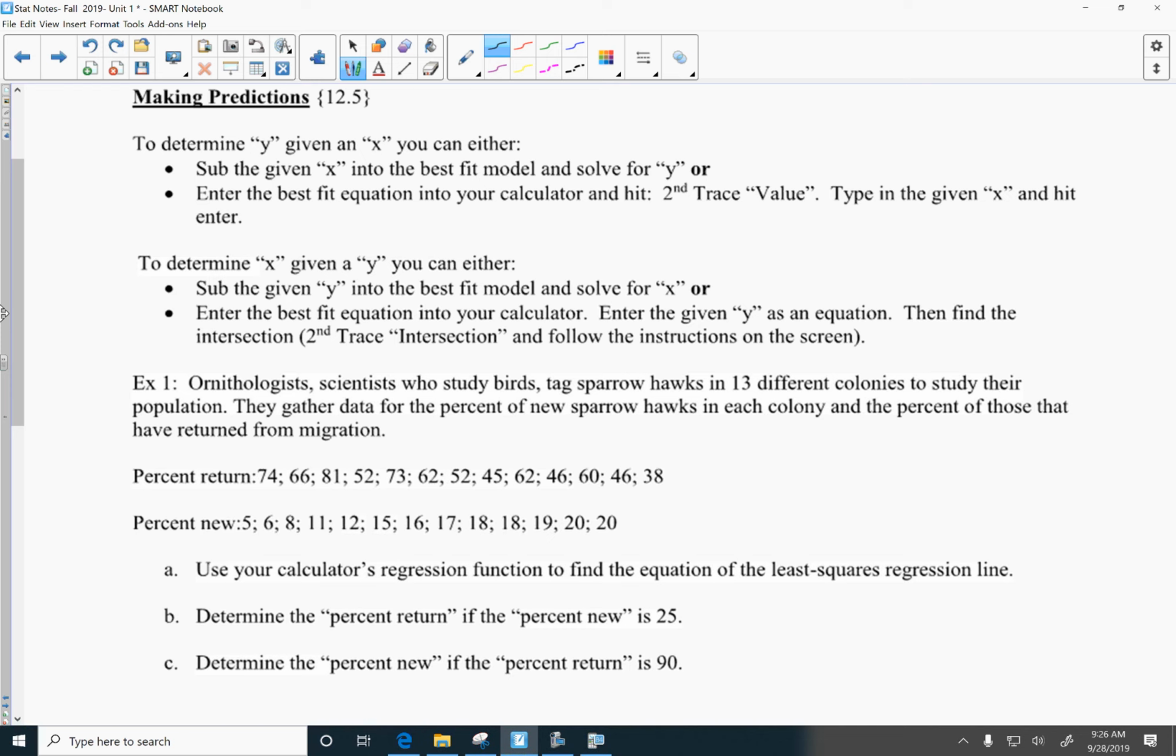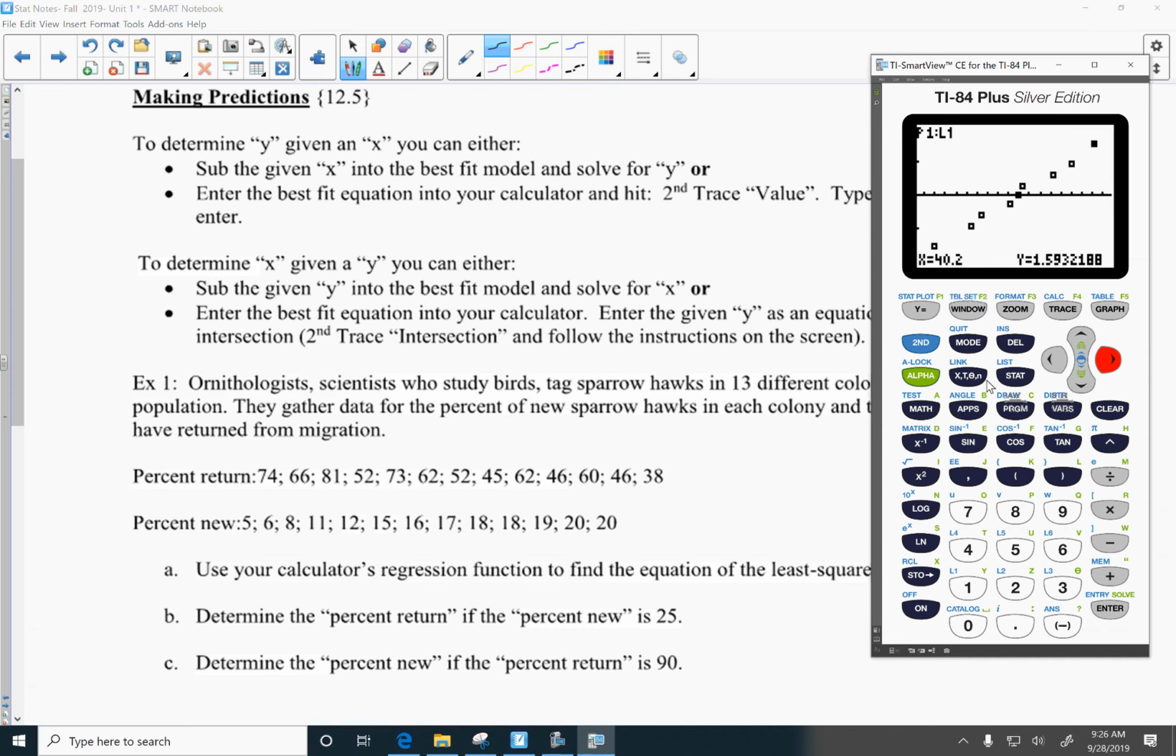All right, so we have to type in our information. We have 2 data sets, so we're going to type it into L1 and L2. Stat edit. I'm going to clear out L1, so again, clear and enter. And then you just start typing. So 74 is the first one, and so on, 66.